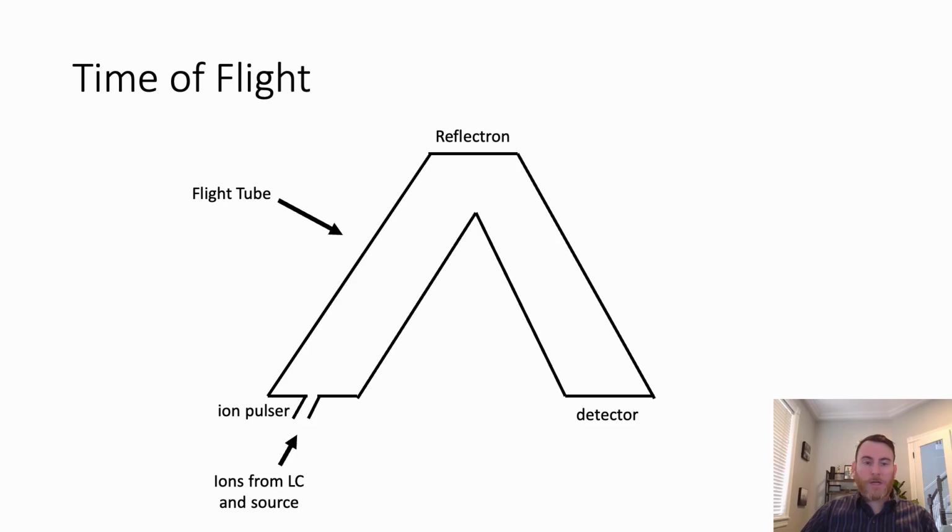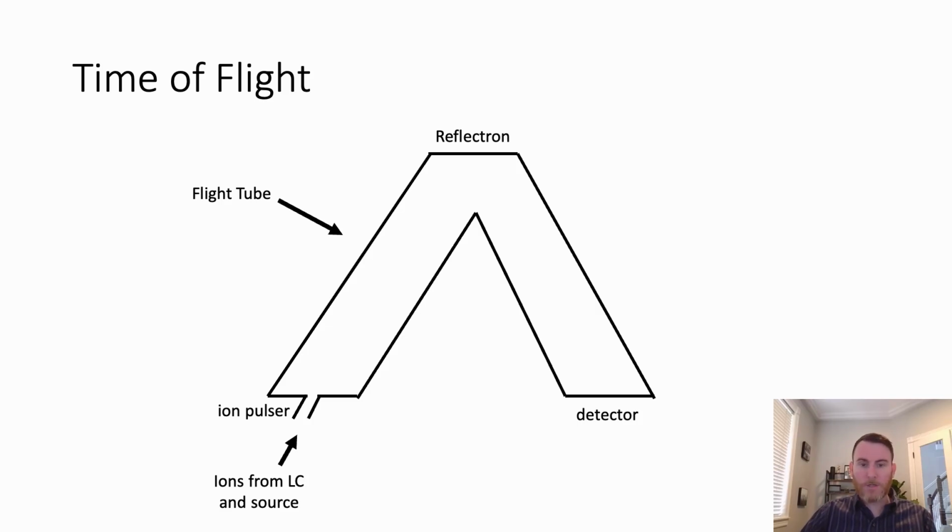And so just a quick couple of denotations here. This is your flight tube. It's in the shape of an upside down V. Sometimes flight tubes are truly linear, but many times they have some sort of reflectron, which basically allows a smaller space to have a longer tube because you add bends to the tube, and that gives you a longer tube length, but crunched down into the size of a mass spectrometer.